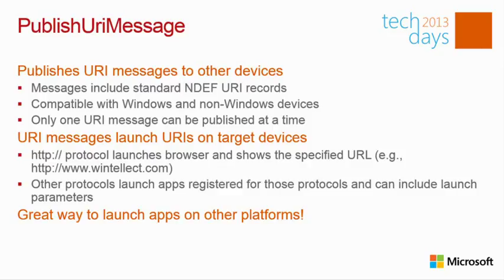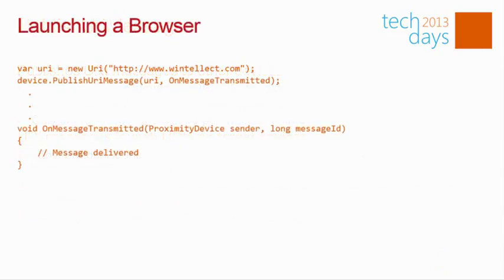And whereas I can record a URI on a tag, which will automatically launch a browser on most devices, I can use publish URI message to programmatically publish a URI from a device so that I could hold 2 devices together and publish a URI message from one to the other. Now, one reason this is interesting, by the way, and this applies to URIs that you write to smart tags, not just to URIs that you're publishing from an active device.